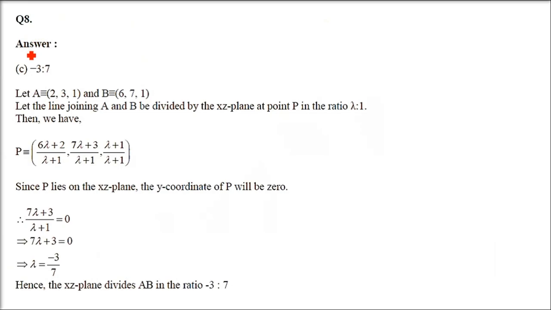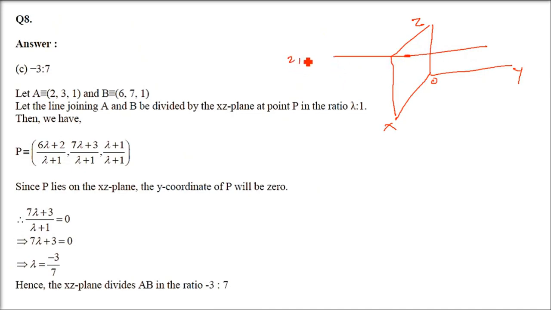Now question number 8. The XOZ plane divides the join of (2, 3, 1) and (6, 7, 1) in the ratio? So again, we are having XOZ, that means it is the XZ plane. X, O and Z. This is the plane we are talking about, and this plane divides a line. Let me draw a line. I don't know where the points are, I'm just writing it for your information. It can be anywhere. So it is (2, 3, 1) and (6, 7, 1).